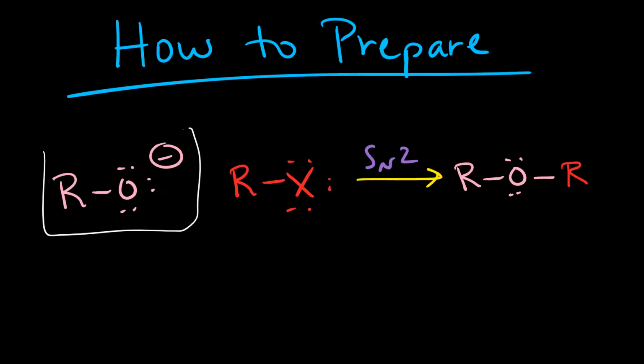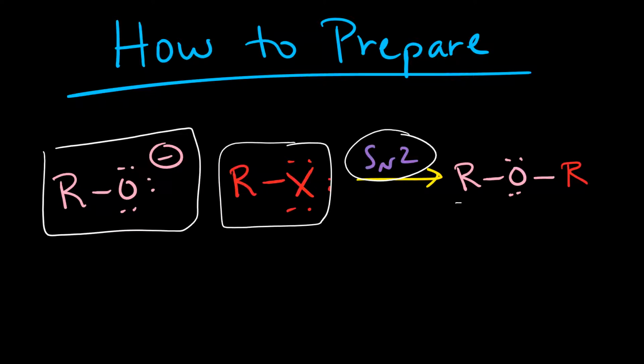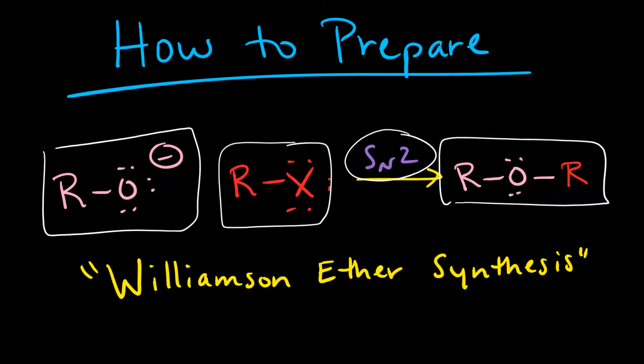So we just went over this reaction when we introduced alcohols. If you take an alkoxide and react it with an alkyl halide, it will undergo SN2 substitution to give the ether product. And once again, this is called the Williamson ether synthesis.